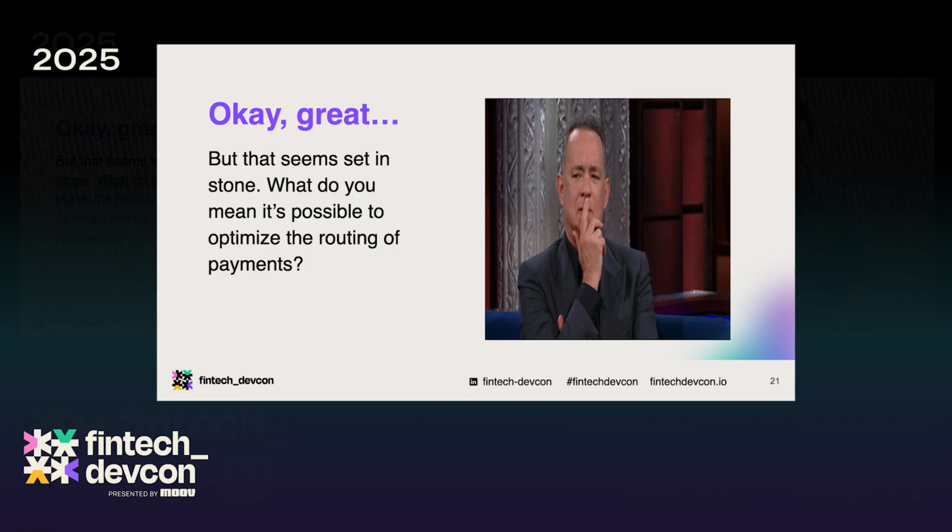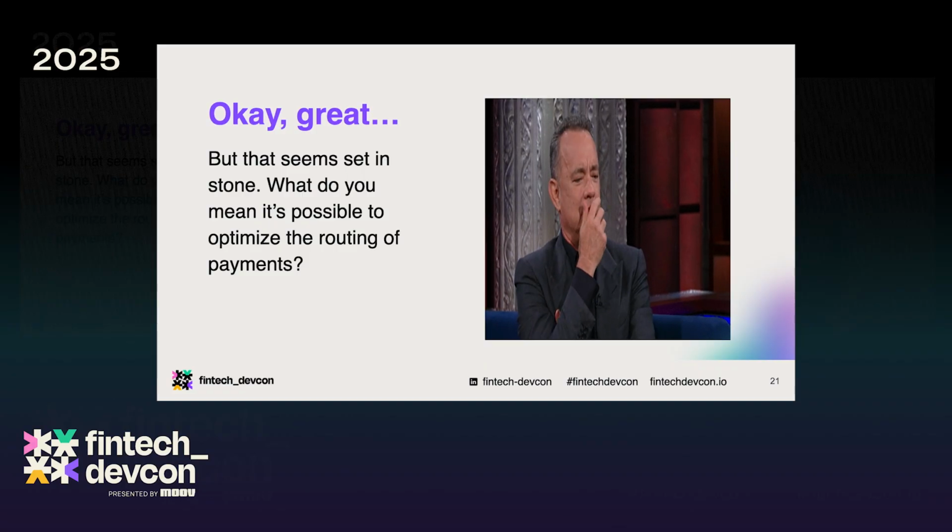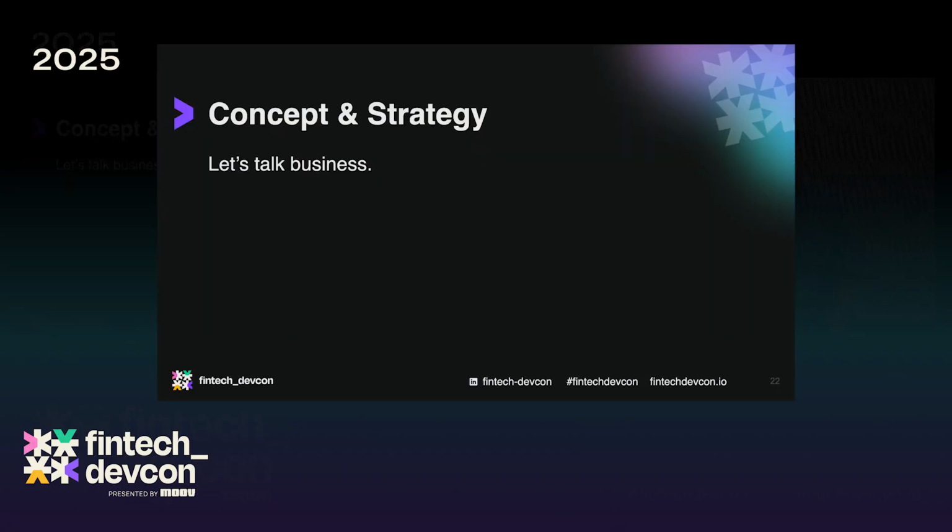Cool. It actually really seems like most of that's set in stone, right? There's just a card network on the card, we followed that, and then we stick to the law and we can call it a day. So how do you mean we can actually optimize for this? Well, that brings us to our next chapter. Let's talk payment routing optimization.